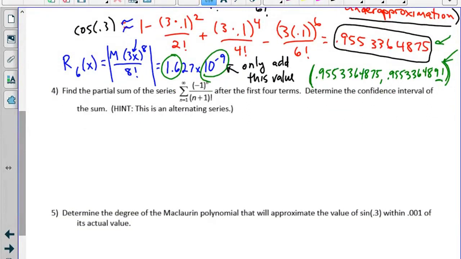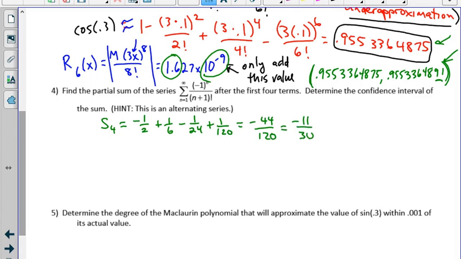Number 4, find the partial sum of the series that's given after the first 4 terms and determine the confidence interval. Note it's an alternating series again. So the fourth partial sum, or the partial sum after the first 4 terms, is negative 1/2 plus 1/6 minus 1/24 plus 1 over 120, and that equals negative 44 over 120, which is equal to negative 11 over 30.